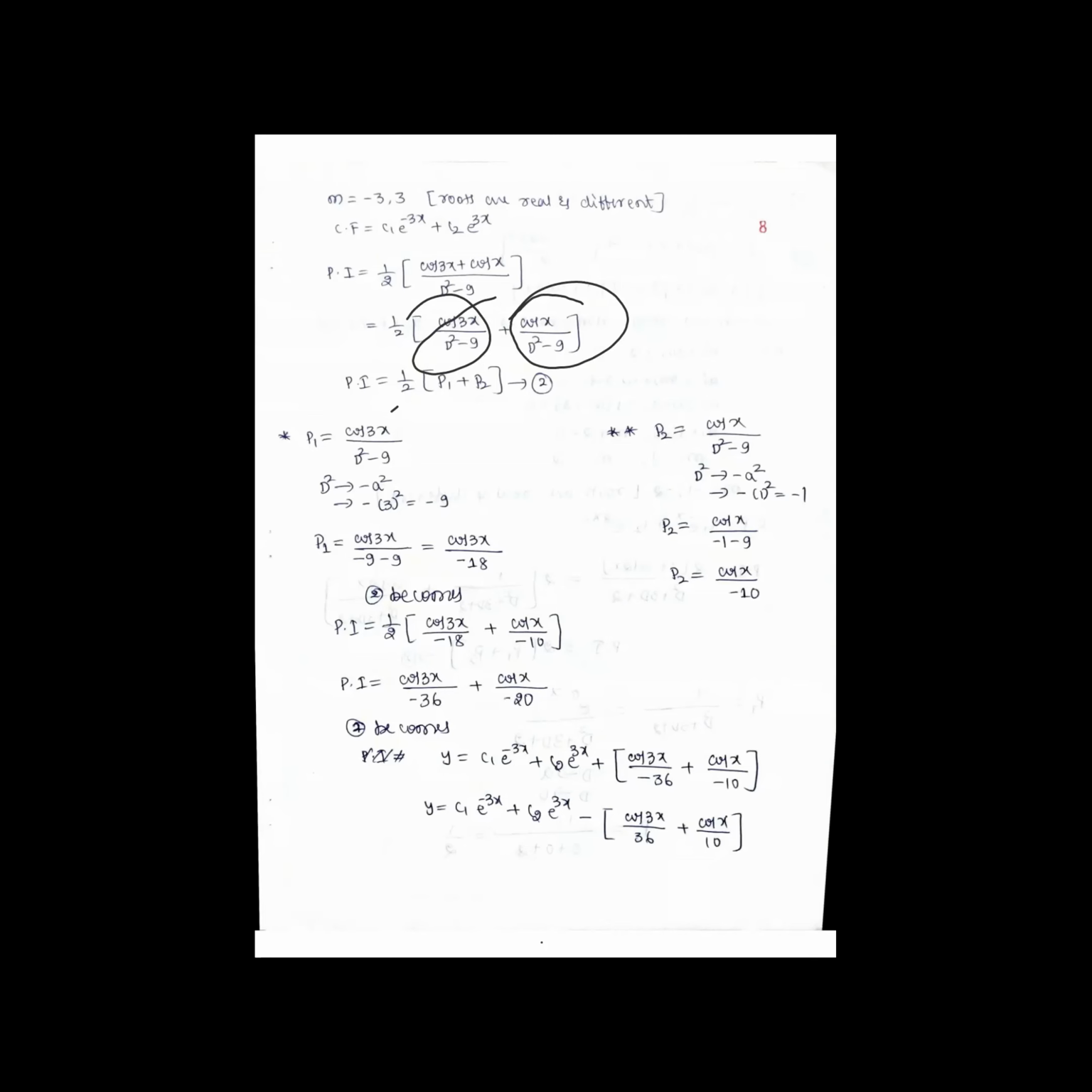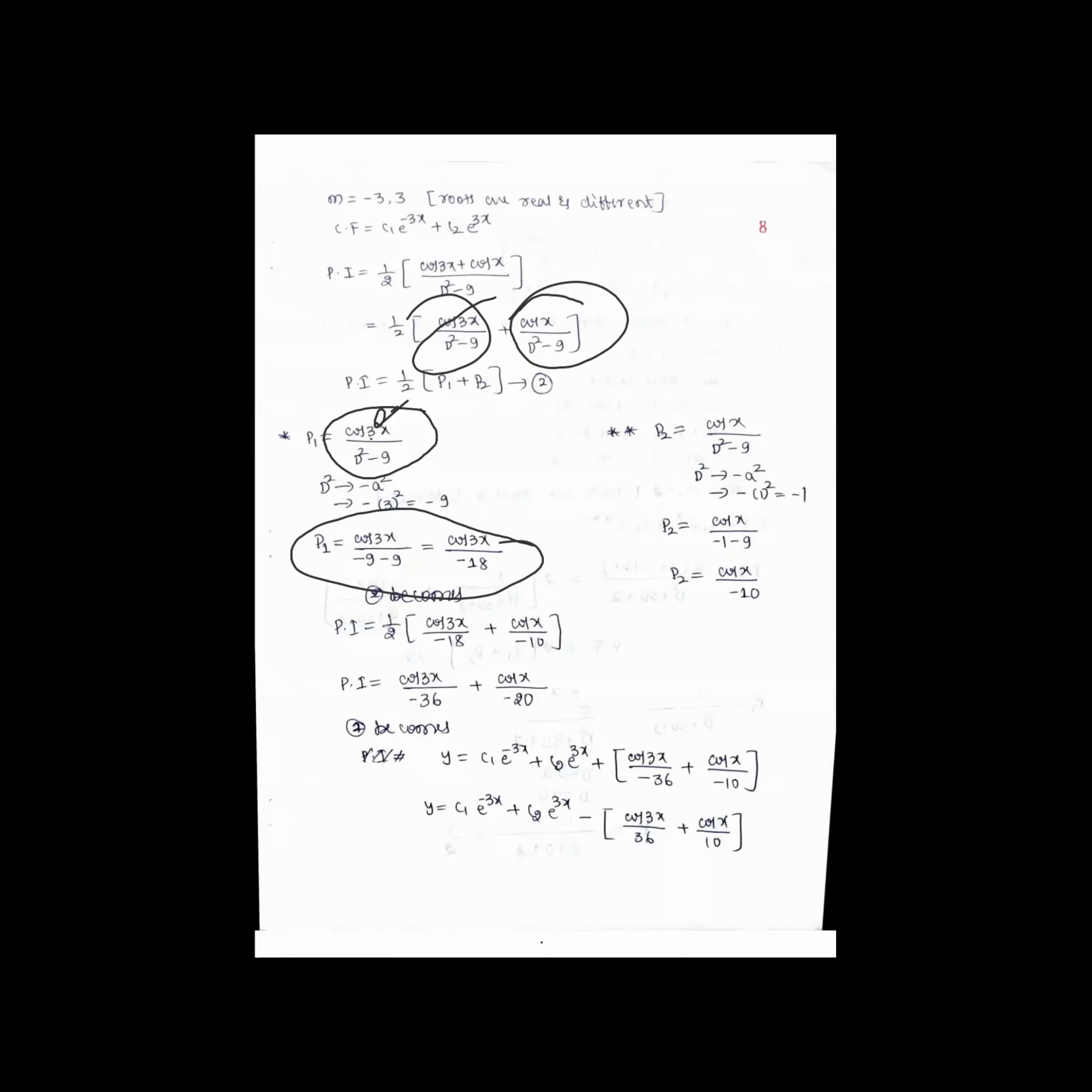So P1 is cos of 3x divided by d square minus 9. So d square, again it is type 2, you can just check it. Cos ax divided by f of d. So d square should be replaced by minus a square. The coefficient of x here is 3. So that is minus 3 square minus 9. So cos of 3x divided by minus 9 minus 9. The denominator is not reducing to 0 here. Therefore, cos of 3x divided by minus 18. So this is the simplified answer.